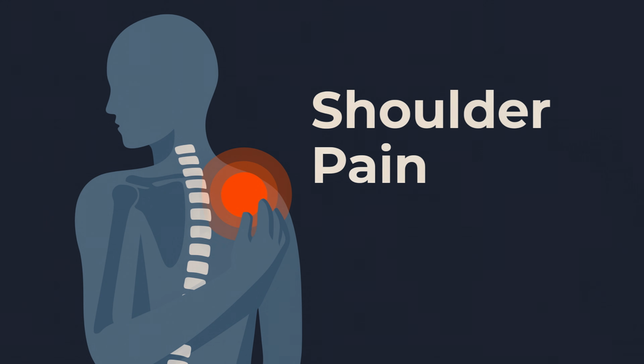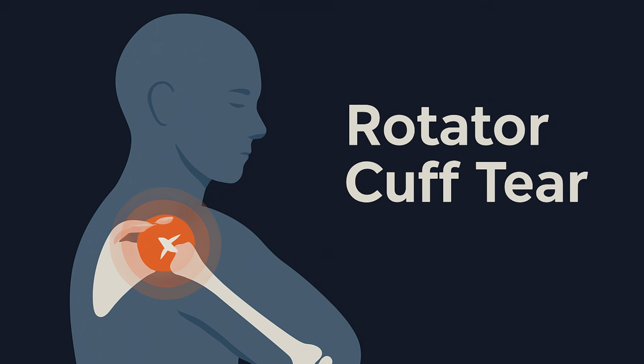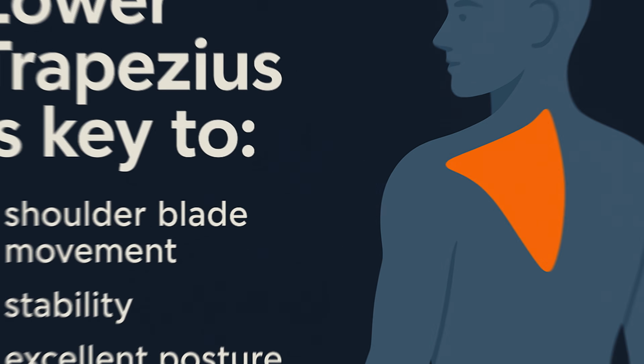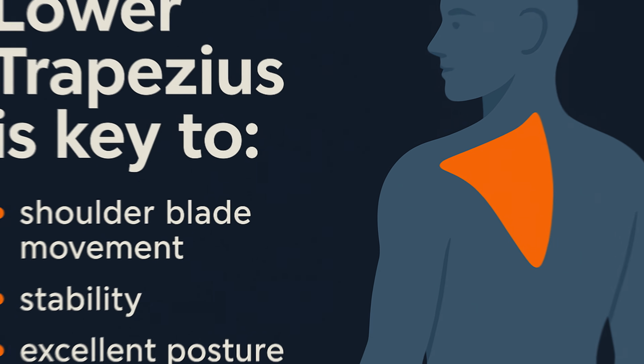And when this muscle is weak, it can lead to things like shoulder and neck pain, shoulder impingement, and even diagnoses like a rotator cuff tear or a labral tear. This small but mighty muscle is the key to your shoulder blade's movement, its stability, and excellent posture. Let's do a deep dive on the anatomy and function of this muscle so we can understand how to strengthen it.